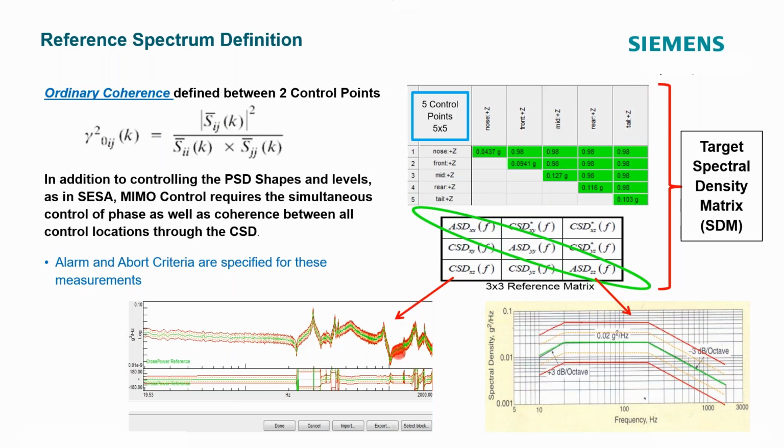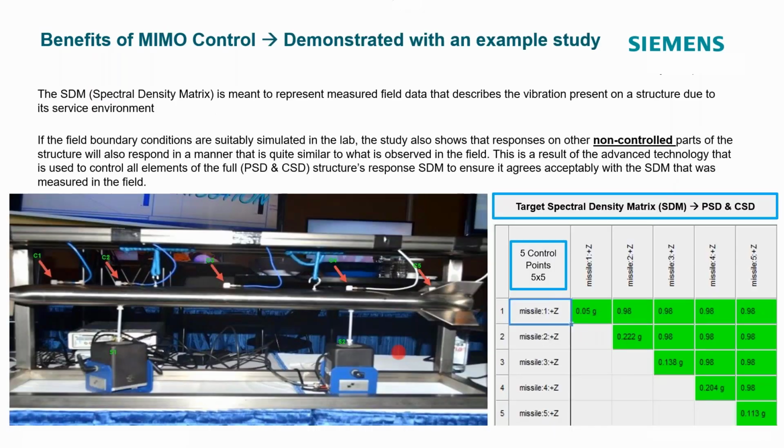Now we want to show this as an example, along with some of the benefits of multi-axis control and why you would want to do this. This is demonstrated with an example study. The spectral density matrix is meant to represent measured field data that describes the vibration present on a structure due to its service environment. So that's our target spectral density matrix. In single axis control, you would only have just this one component, but in multi-axis control, we're going to expand to multiple points and multiple cross spectrums between those different control points.